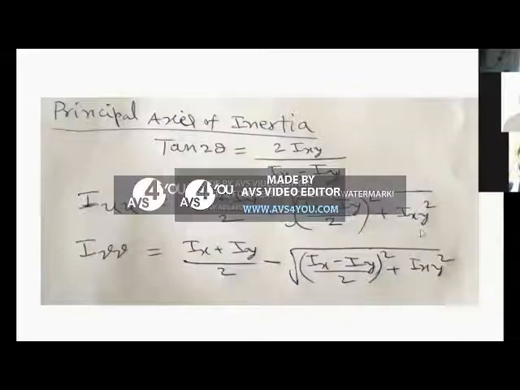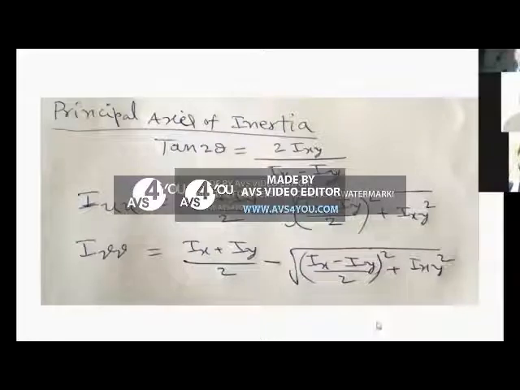So the same expressions, in place of sigma x, sigma y, tau xy, we use Ix, Iy and Ixy to get the principal moments of inertia. This is the maximum moment of inertia, and this is the minimum moment of inertia. These are important. If you can identify these axes, and if the plane of moment or the loads are applied along these axes, then it is going to be symmetrical bending. If the plane of loading or plane of bending is not along these axes, or is not contained by the plane of moment, it is called unsymmetrical bending.